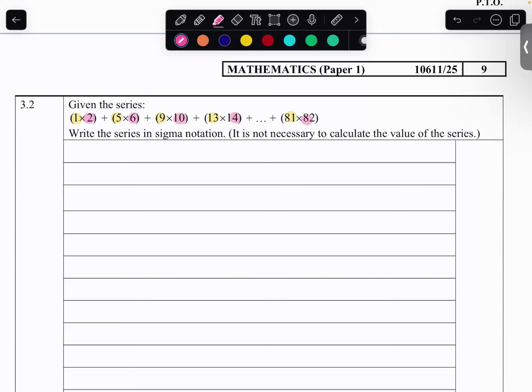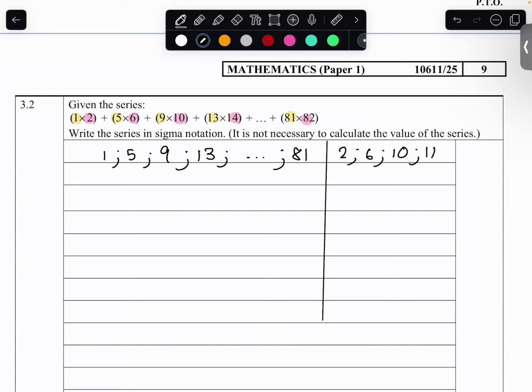All right, write the series in sigma notation. If we're looking at the yellow sequence, I'm going to pull it apart. That's 1, 5, 9, 13, and the last term there is 81. And then the other sequence is 2, 6, 10, 14, and the last term there is 82. This is an arithmetic sequence, adding 4 the whole time.